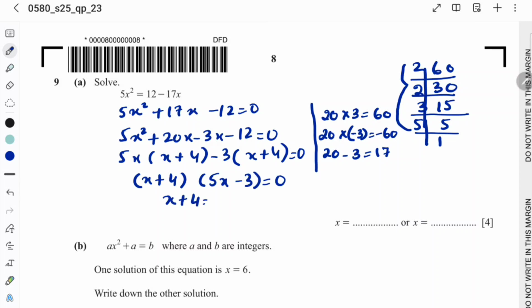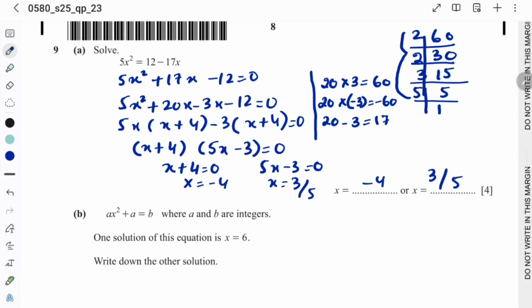Then x plus 4 is 0, then x equals minus 4. And 5x minus 3 is equal to 0, x equals 3 over 5. Just write down 3 over 5, or 0.6.